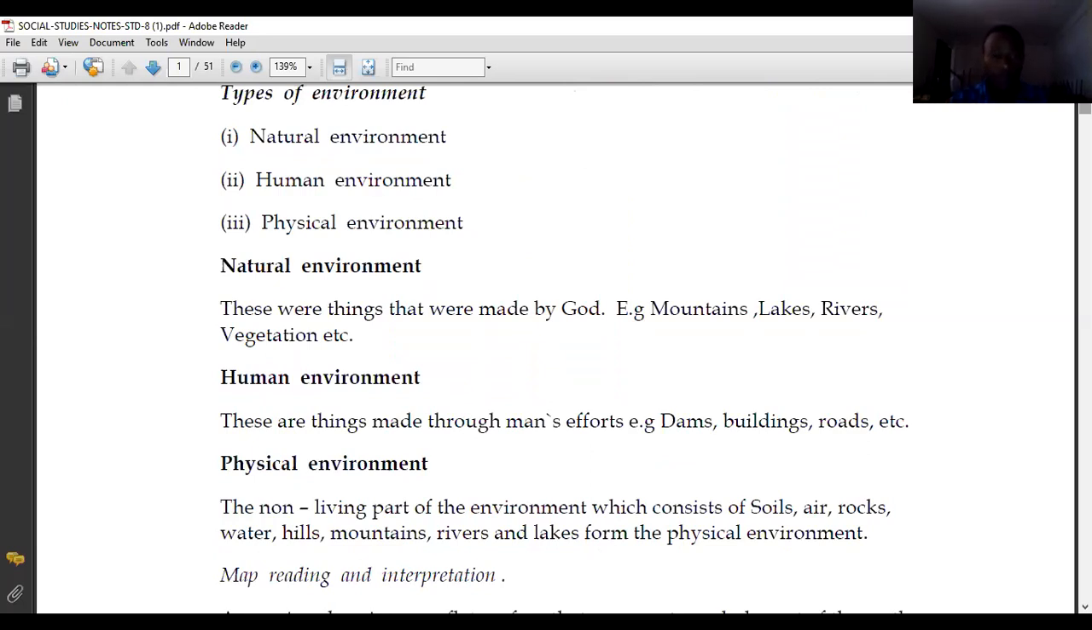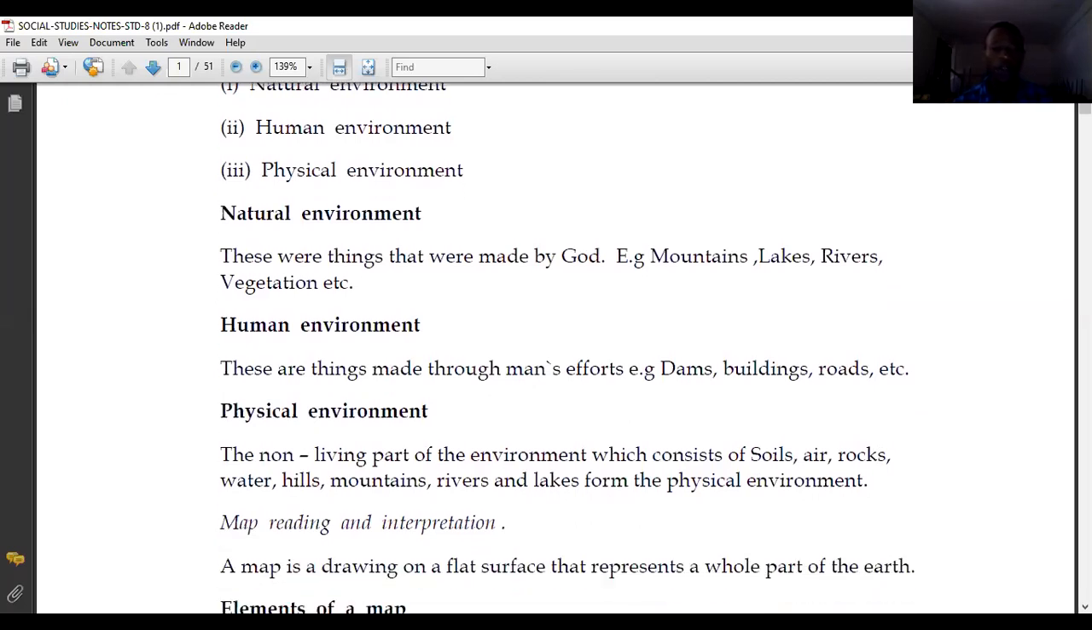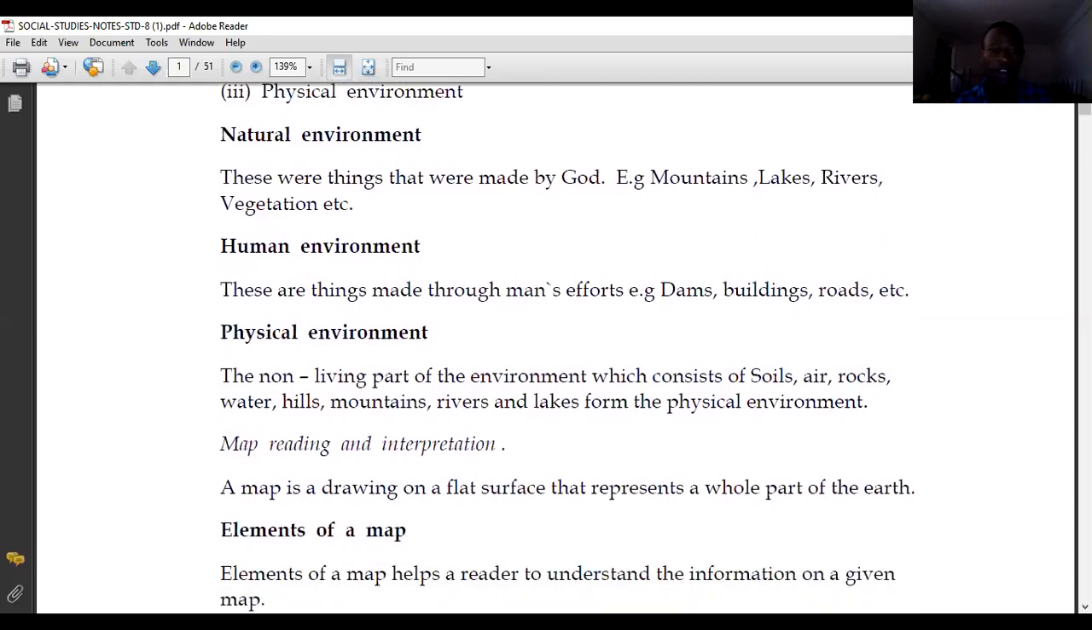Human environment, these are things made through man's effort, or they were made by man, including dams, buildings, roads, railway lines, etc. Then we also have the physical environment, which is the non-living part of the environment, which consists of soil, air, rocks, hills also, and mountains, rivers and lakes. So you'll find there is a connection between the natural environment and the physical environment.